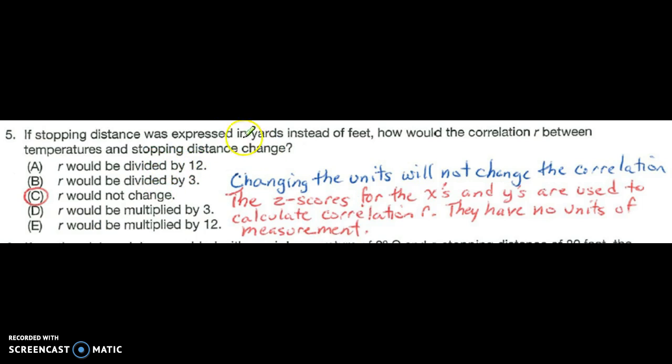In problem 5, if we change the stopping distance to yards instead of feet, how will that change the correlation? We calculate the correlation by multiplying the z-scores of the x's times the z-scores of the y's. Z-scores don't have any units. That means correlation doesn't have any unit either. And if I change from feet to yards, it's not going to change the correlation. So the correlation will not change by changing the units.